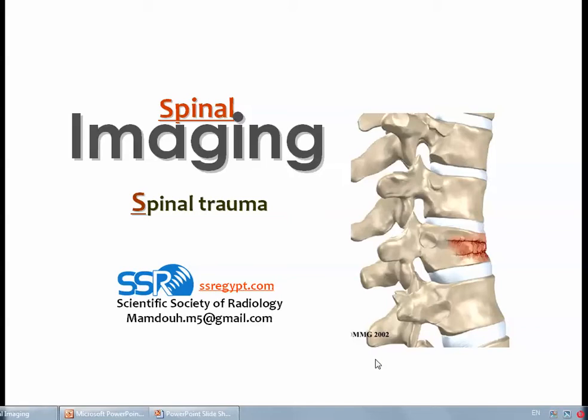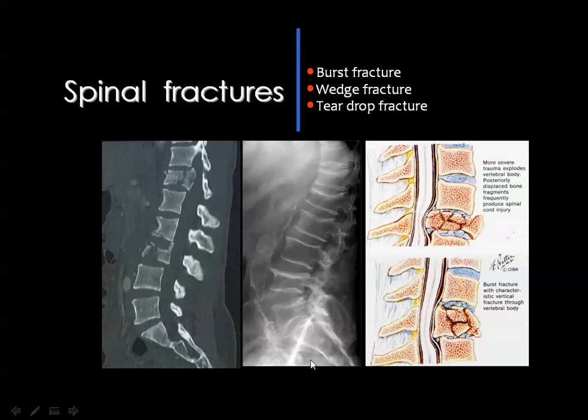Dear colleagues, we are now discussing the issue of spinal trauma in the series of spinal imaging. And as you all know, we have three types of spinal fractures: the burst fracture or the comminuted fracture of the vertebral body, the wedge compression fracture, and the teardrop fracture. As you can see here, this is the plain X-ray of the lumbar spine showing an example of compression fracture of the L1 vertebral body with anterior wedging.